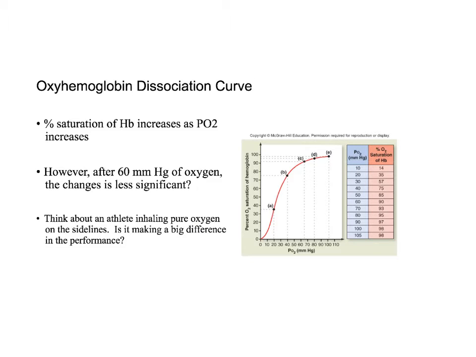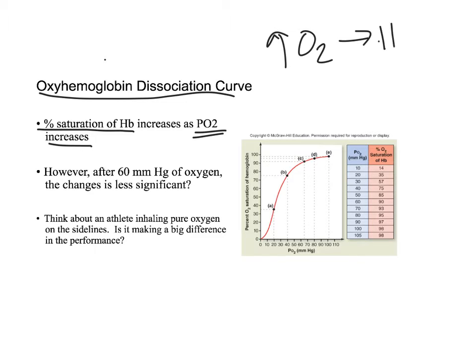Now, the oxyhemoglobin dissociation curve. That's a mouthful, isn't it? Basically what it's saying is the percent saturation of hemoglobin increases as the partial pressure of oxygen increases, which makes sense, right? If you increase oxygen, you increase the amount of oxyhemoglobin.